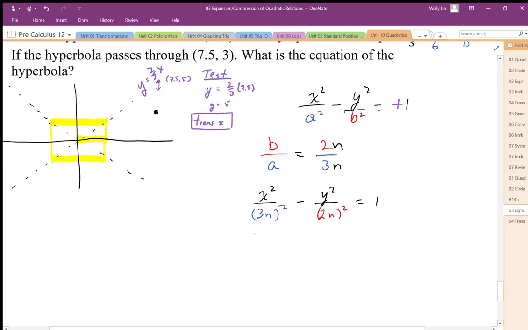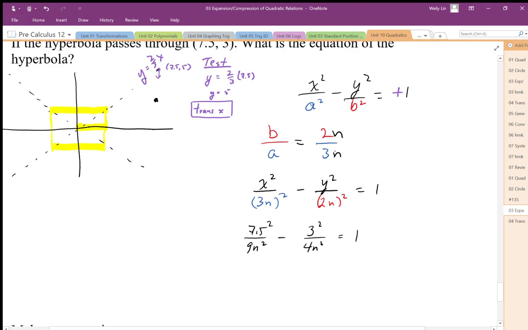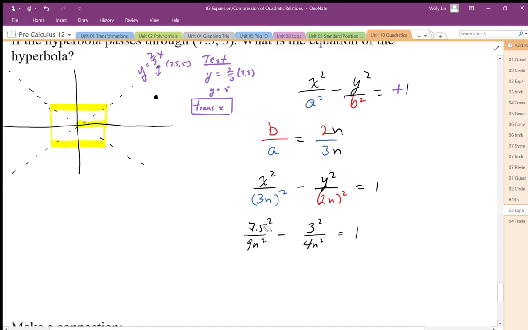So x equals 7.5 squared over 9n squared minus y is going to be 3 squared over 4n squared, and that's equal to 1. Okay, actually I'm going to leave it maybe like this. I'm going to leave this as 3n squared, and I'm going to leave that as 2n squared.